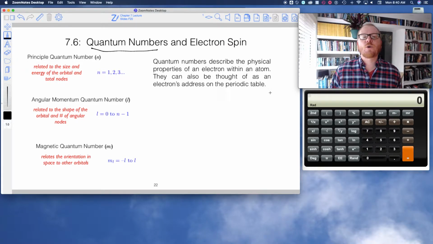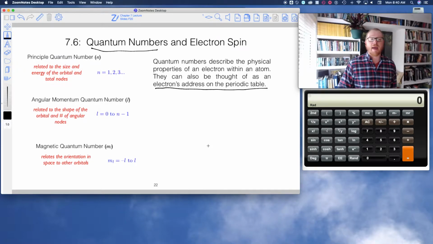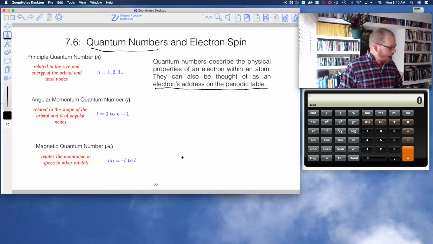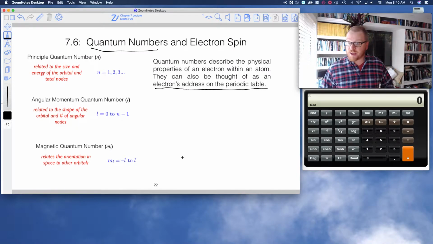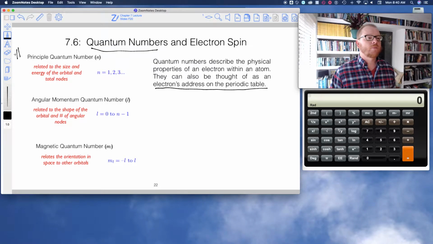So you can also think of quantum numbers as an electron's address on the periodic table, all right? So we're going to put these quantum numbers together and we're going to see how they map out onto the periodic table. And they very much are like an address, okay? So the first one that we start with, number 1, is the principal quantum number.